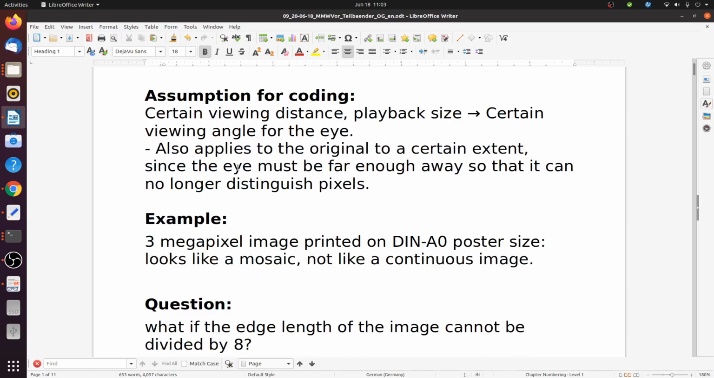So here's an example where this is not working. When you have a low resolution image like 3 megapixels and you print it out as a poster on A0 paper, then it looks more like a mosaic where individual pixels are rather large and not like a continuous image. So this shows it needs to fit the number of pixels and the display size.